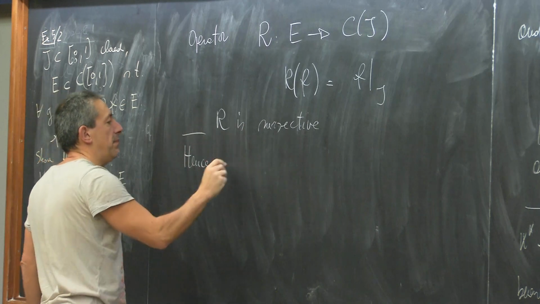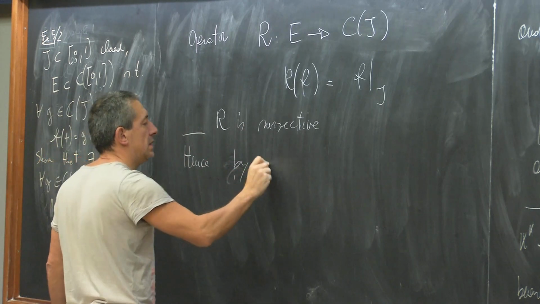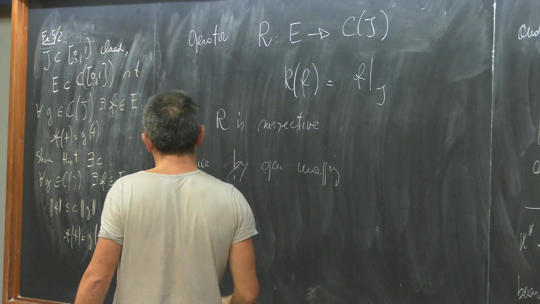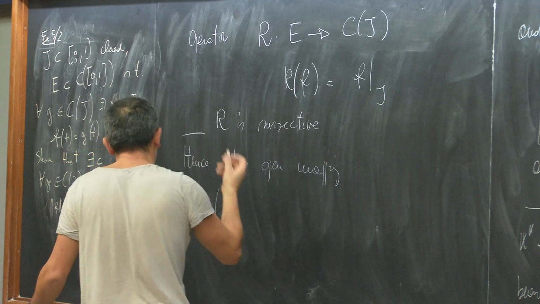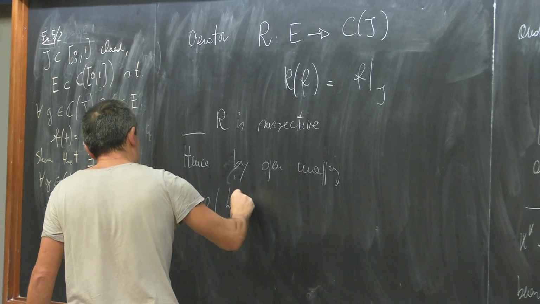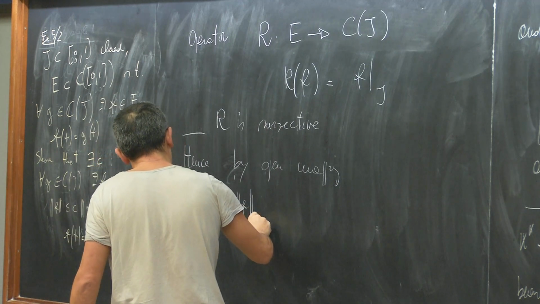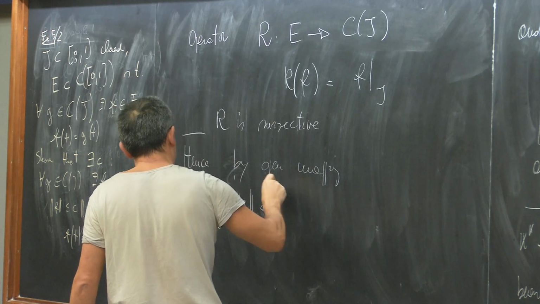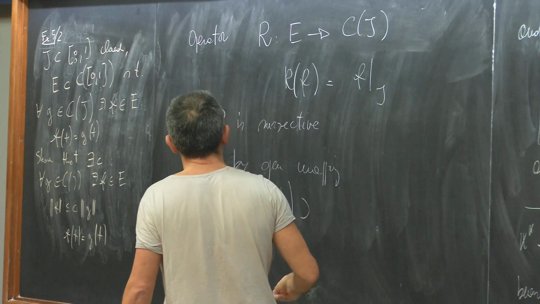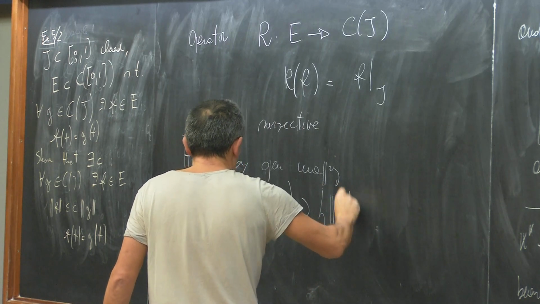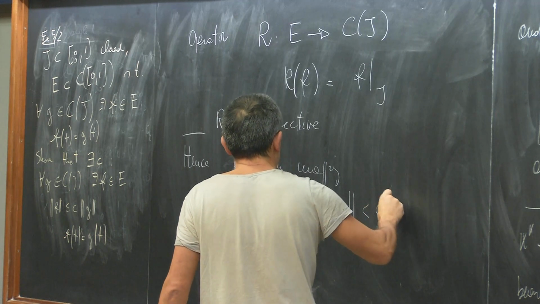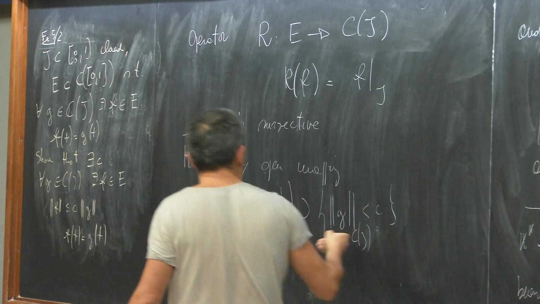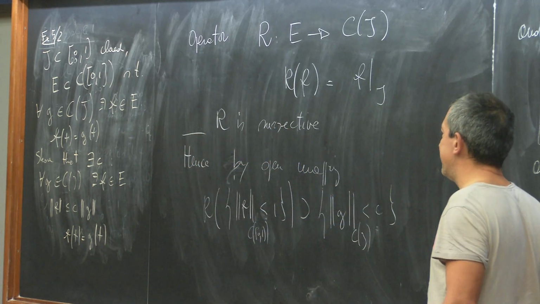so now we can use the open mapping. By open mapping, we know that R of the ball, which is all the f in the continuous norm less than 1, contains all the g whose norm is less than c. So this is the continuous functions on [0,1], and this is the continuous functions on J. This is by open mapping.